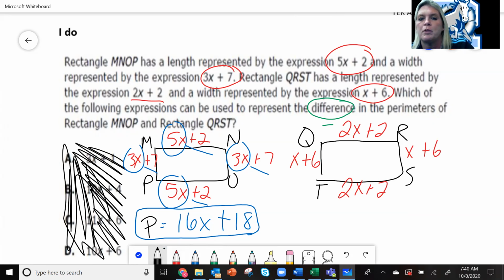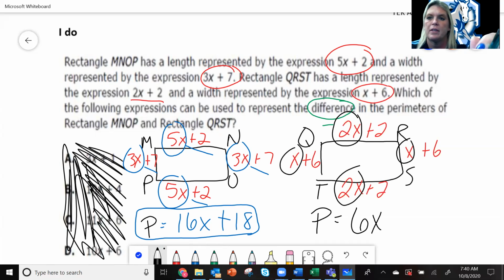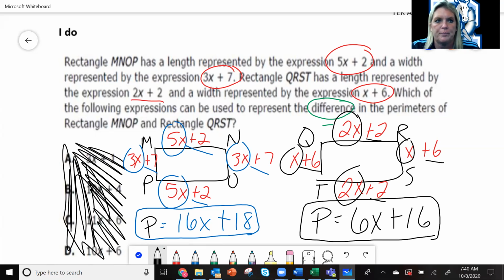Now let's do the perimeter. So I'm going to add 2 plus 2 plus 1 plus 1. That gives me 6x. Then I need to add up the units. 6 plus 2 plus 6 plus 2. So that's 12, 13, 14, 15, 16. So plus 16. This is my perimeter in terms of x of the second one.